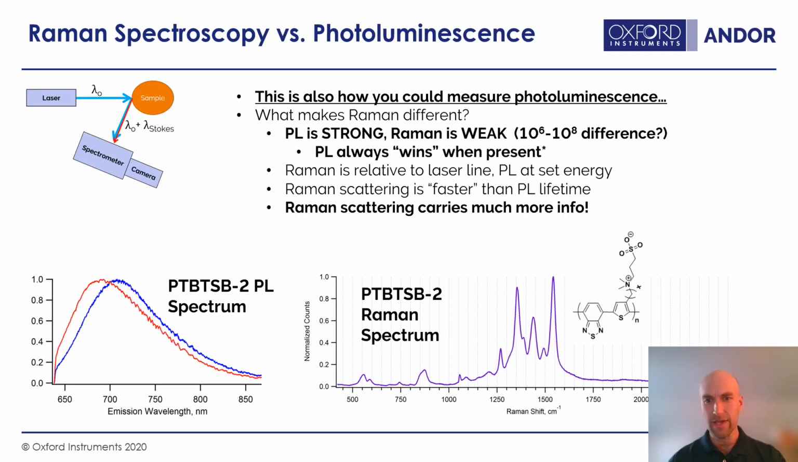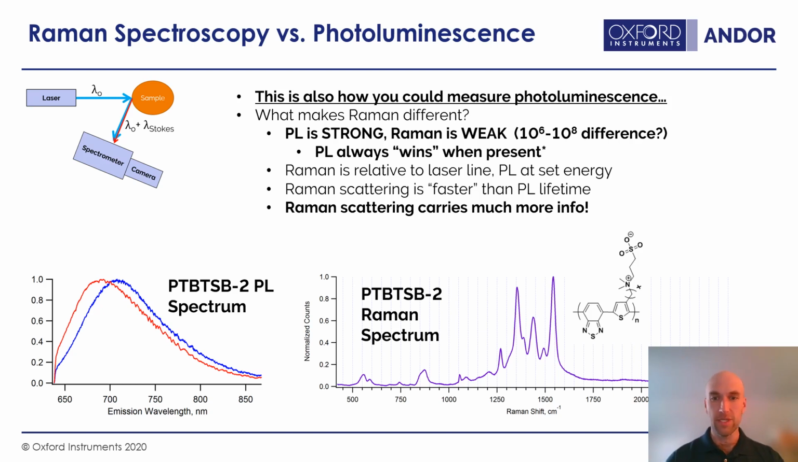So just a quick comparison, Raman spectroscopy versus photoluminescence. I've made the point that they're often measured in the same geometry. But I wanted to give you a view of how you can compare the products of the two methods. As I say, this is how you can measure photoluminescence as well. If you have some excitation, you measure at a longer wavelength, the emission coming out of there. So what makes Raman different than photoluminescence?